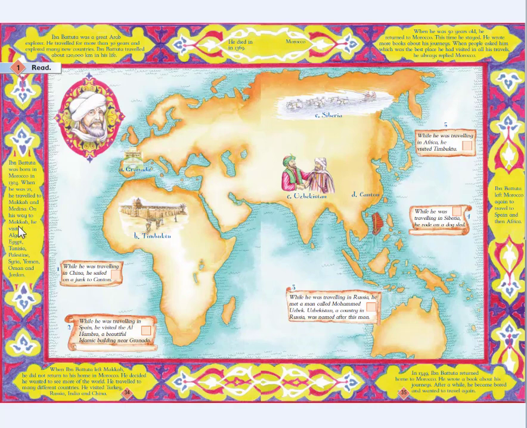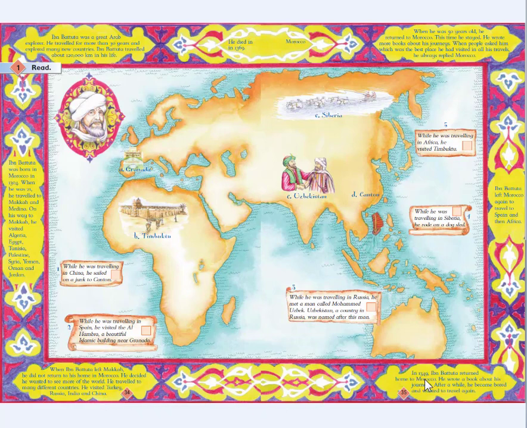On his way to Mecca, he visited Algeria, Egypt, Tunisia, and the American pronunciation is Tunisia, Palestine, Syria, Yemen, Oman, and Jordan. When Ibn Battuta left Mecca, he did not return to his home in Morocco. He decided he wanted to see more of the world. He traveled to many different countries. He visited Turkey, Russia, India, and China.